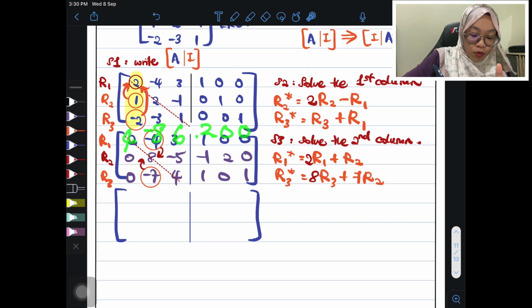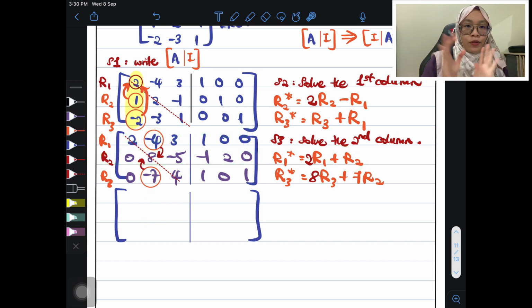And then barulah you boleh tambahkan dengan the second row. And so you will get here 0. Oh, this is not, ya. Saya duk tersilap je, sorry.